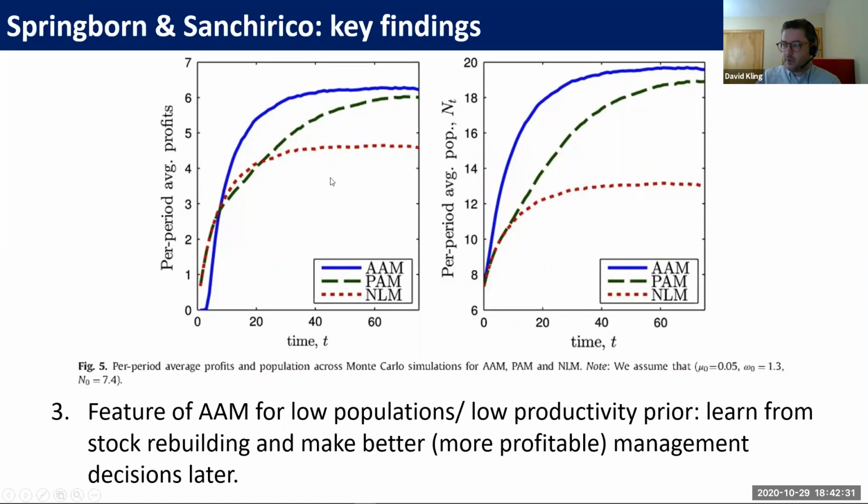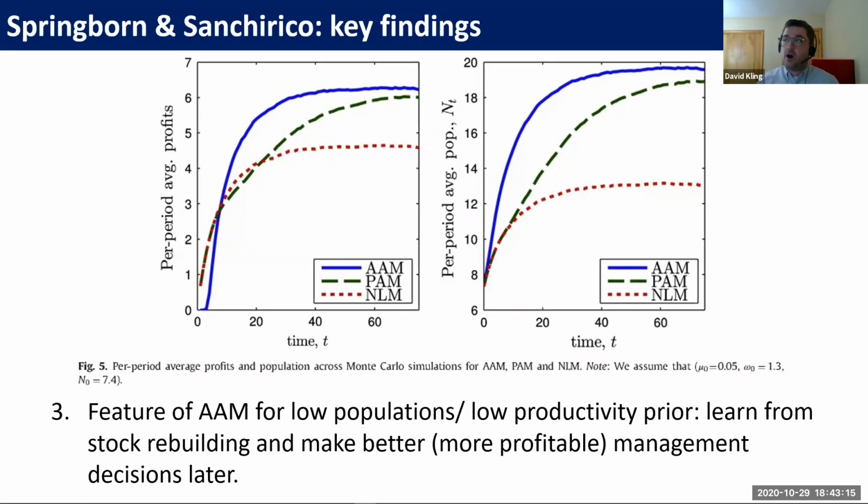So we're all familiar with those acronyms. And so where you tended to see qualitatively significant gains from active adaptive management is allowing the population, so the right-hand panel shows the per period average population over time. And notice how under AAM, for this case where you have a low productivity prior and a low initial population, you think that the stock is not that productive, although there's some uncertainty about that, meaning survivorship is going to be low, the draws on average, that's what you initially believe, and the population is low.